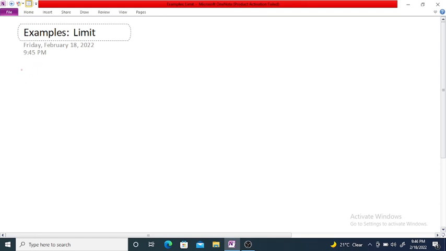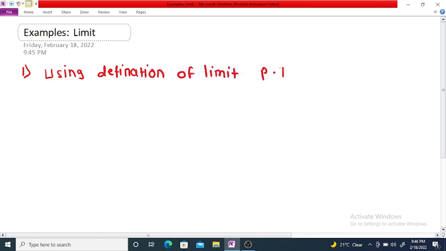Examples on limit. Example number 1: using the definition of limit, prove that the limit as x tends to 2 of (x square plus x) divided by (x minus 5) is equal to minus 2.